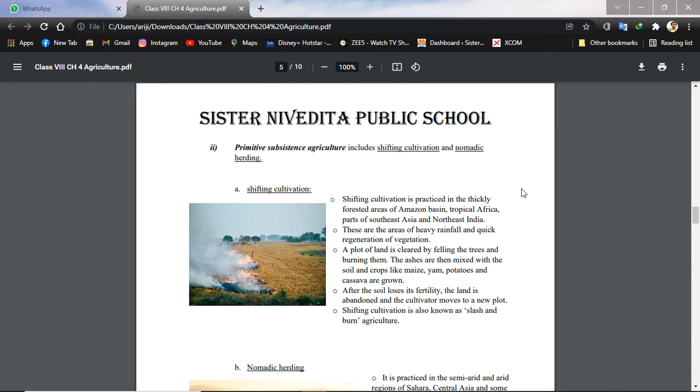Shifting cultivation is practiced in parts of the Amazon basin, tropical Africa, parts of Southeast Asia, and Northeast Asia, Northeast India. These are areas of heavy rainfall and quickly regrowing vegetation. A plot of land is cleared, and then they cut the trees and burn them. Then the burnt ashes become the fertilizer, and they grow crops like maize, yam, potatoes, and several types of vegetables. After the soil loses its quality, the land is abandoned and they leave that plot and shift to another plot. So shifting cultivation is known as slash and burn agriculture.